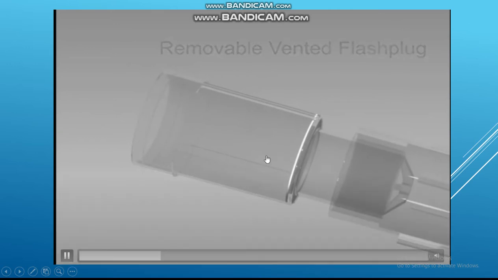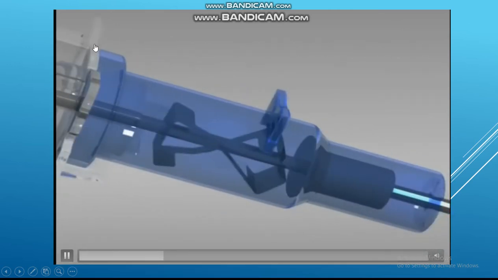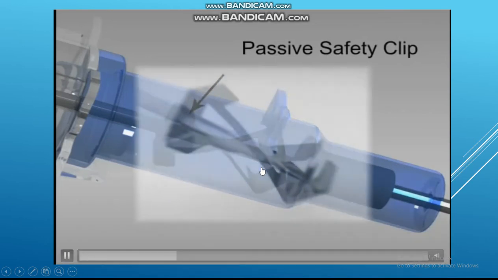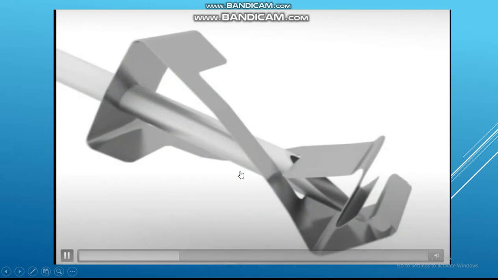Some of the catheters may even have a dual lock system. Here this is a safety clip. When the needle is withdrawn, this safety clip closes and prevents damage by the bevel of the needle, and it also prevents reinsertion of the bevel. The mechanism works in such a way.